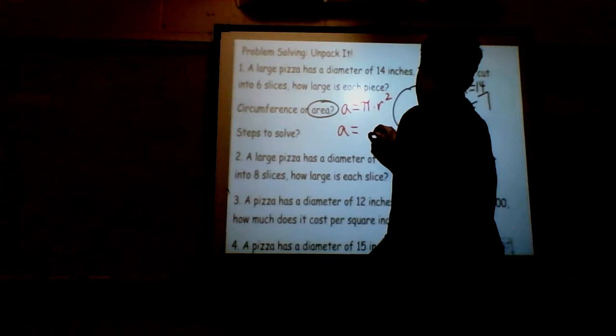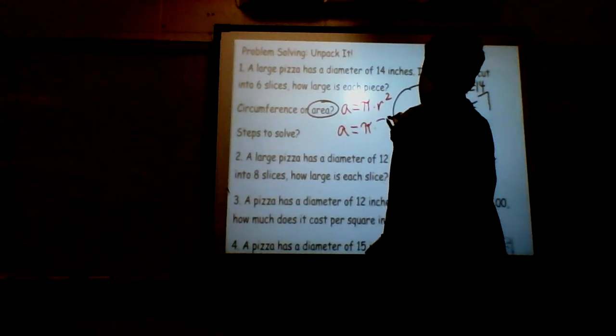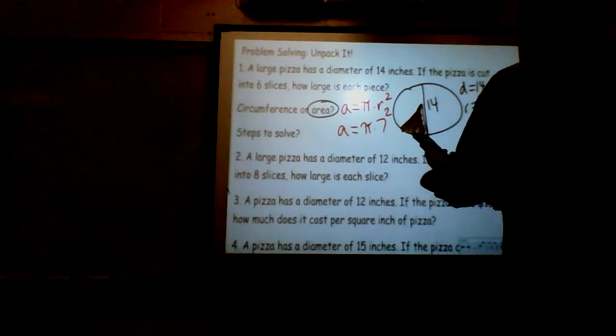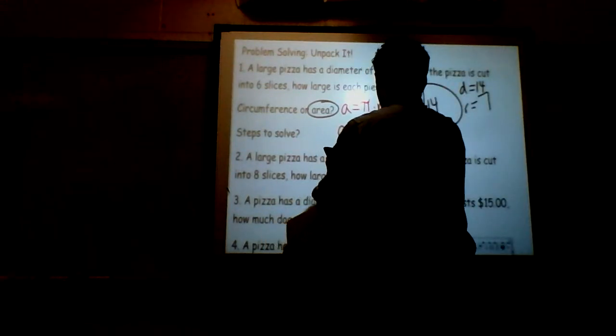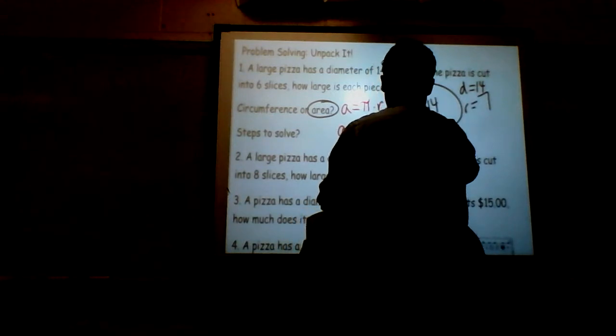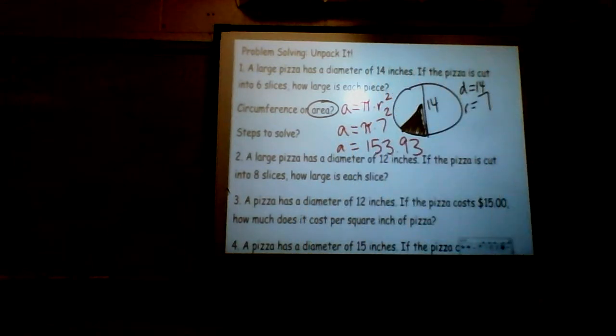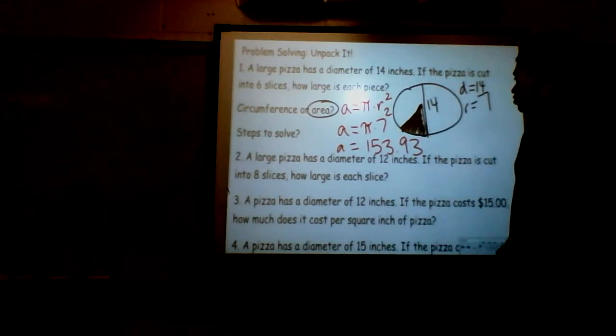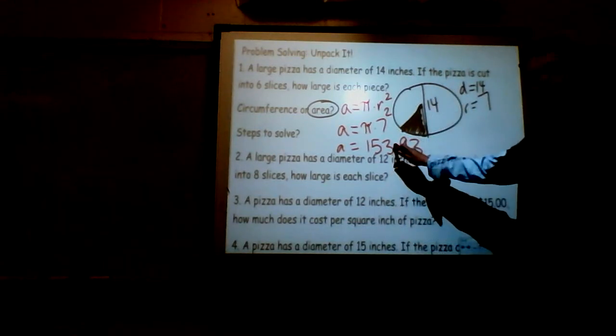Area is the same as pi times 7 to the 2nd power. So, I'm going to do that on my calculator. The area is 153.93. That area is the area of the entire circle. So the whole thing has an area right here.